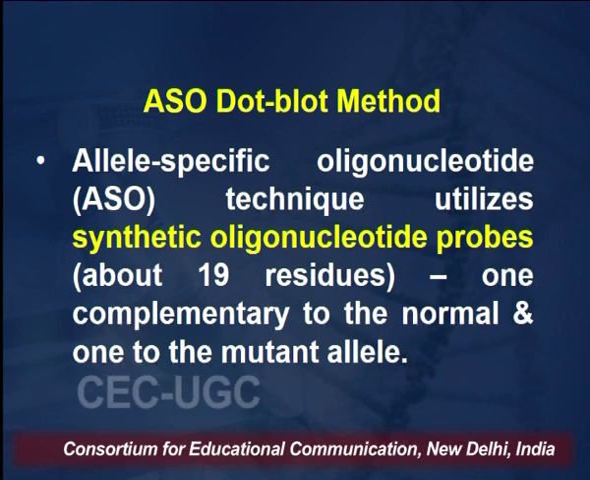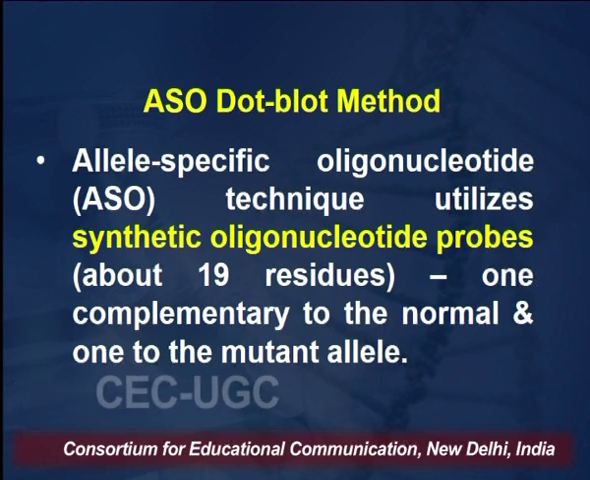So, I had already discussed in my previous sessions the RFLP method and the SSCP method, the restriction fragment length polymorphism based method or single strand conformation polymorphism based methods. In this session, I will be discussing another method which is termed the ASO dot blot method. Now, what does this ASO stand for?